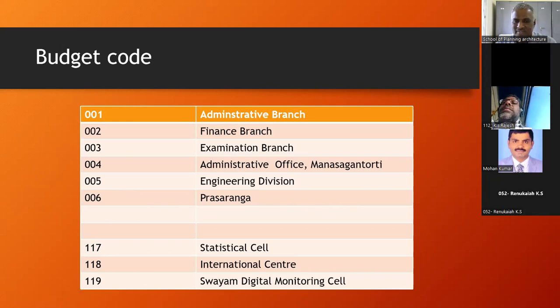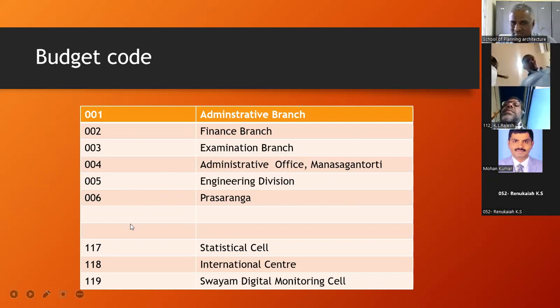Okay. These are the budget codes. How many budget codes will be there? For each head of the expenditure, we have a serial number. So our university will have around 119 divisions, departments.